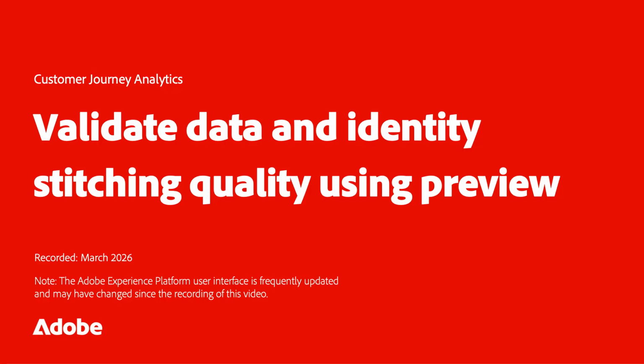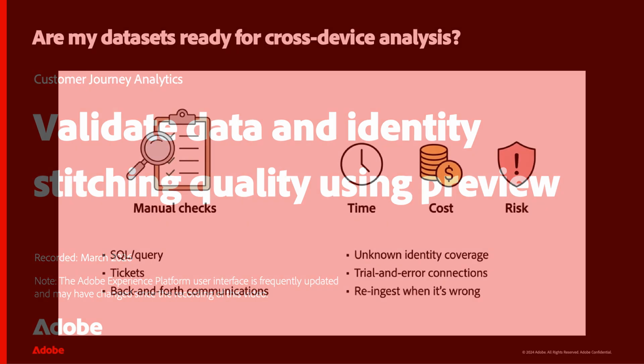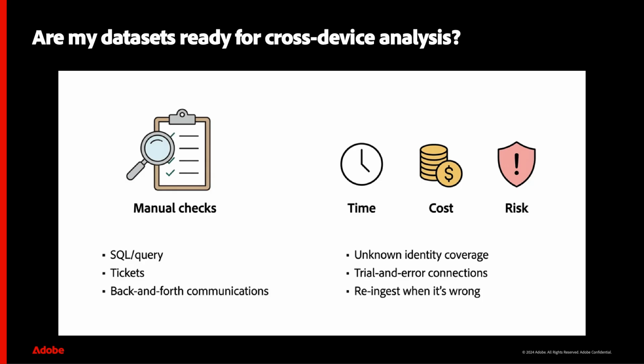Hi, I'm Michelle, and in this video we'll introduce a useful time and cost-saving feature for identity stitching in customer journey analytics. Many teams invest a lot of time and money building identity strategies and connections into customer journey analytics, only to discover after the fact that their datasets don't have enough identity coverage for reliable cross-device reporting. Today, validating that usually means running custom queries, waiting on specialists, or even readjusting data when something's not quite right. That's slow, expensive, and delays time to value.